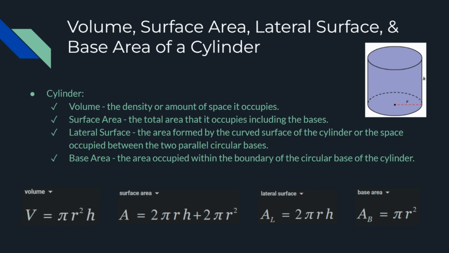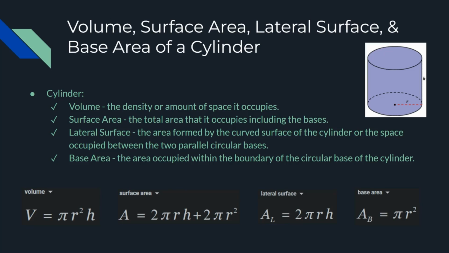A cylinder is a three-dimensional solid figure which has two identical circular bases joined by a curved surface at a particular distance from the center, which is the height of the cylinder. The cylinder volume defines the density or amount of space it occupies. The cylinder's volume is pi multiplied by the radius squared multiplied by the height.